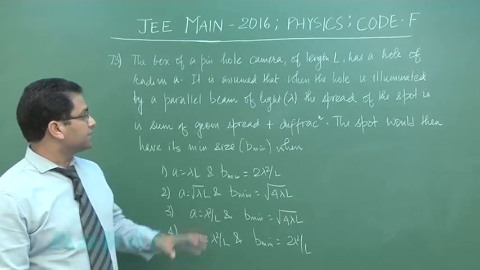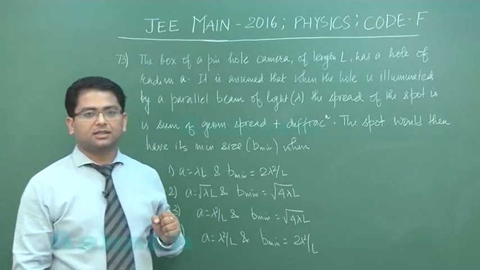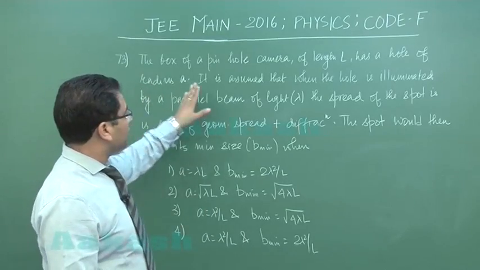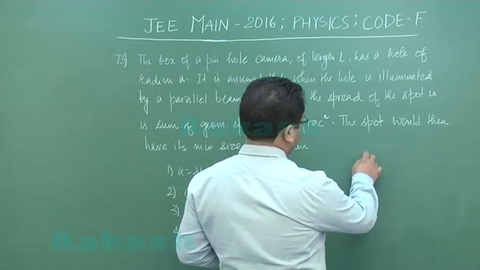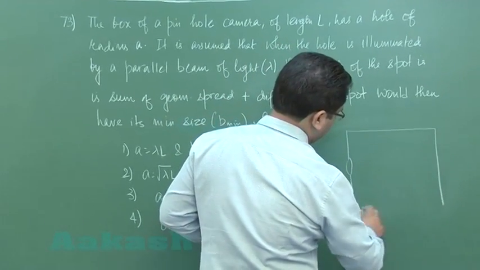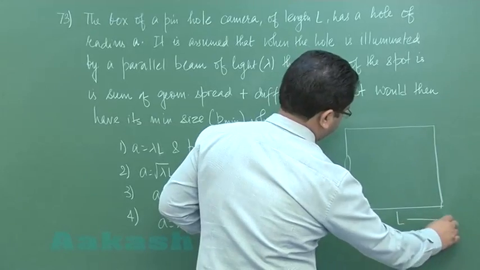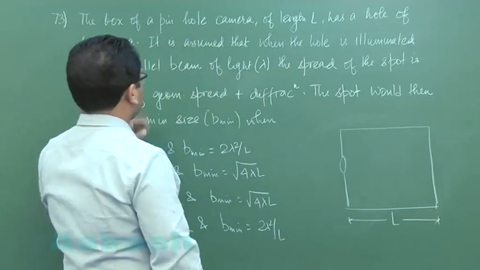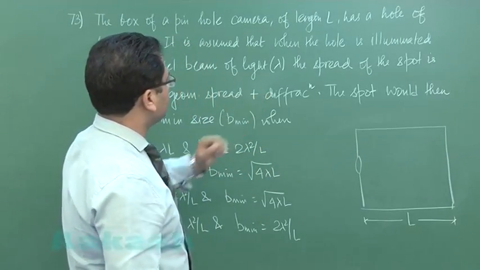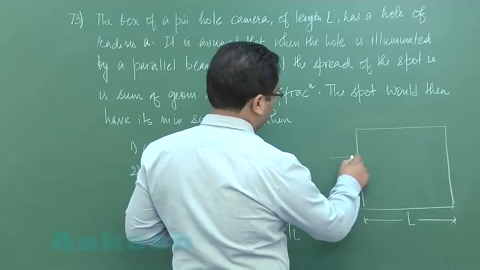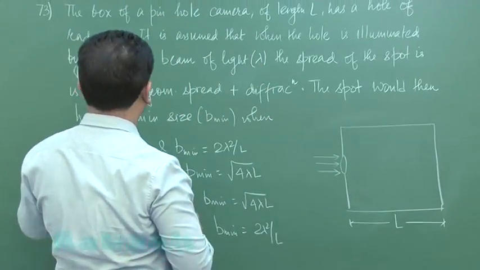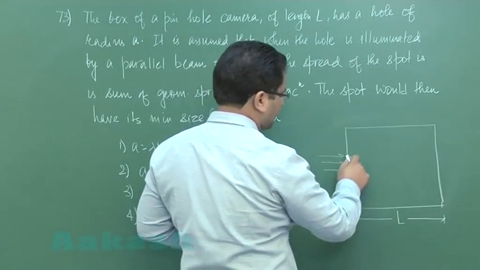All right, question number 73 is quite a nice question, and lots of thought process would be involved here. It says the box of a pinhole camera of length L. So let me make a pinhole camera of length L has a hole of radius A. Of course, this radius is A. It is assumed that when the hole is illuminated by a parallel beam of light of wavelength lambda, the spread of the spot is sum of geometrical spread plus diffraction.